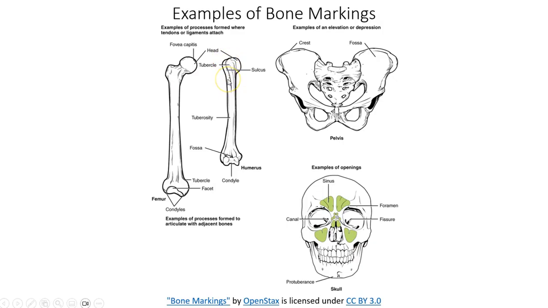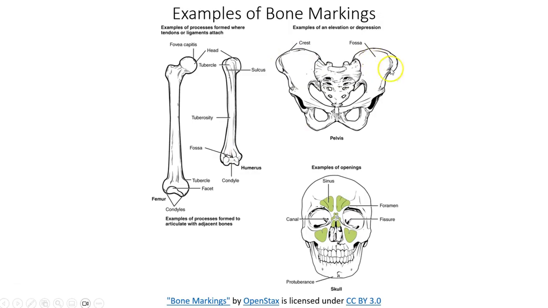And then we'd have that sulcus on the humerus. This is going to have vessels and nerves running through it, so it keeps them from getting squished too much. If they were just laying flat against the bone surface, this gives them a little recessed area to sit. Tuberosities, like that deltoid tuberosity, are again a roughened area, an attachment point for tendons and ligaments. In this case, the deltoid tuberosity is an attachment point for the tendon that connects the deltoid muscle to the humerus.